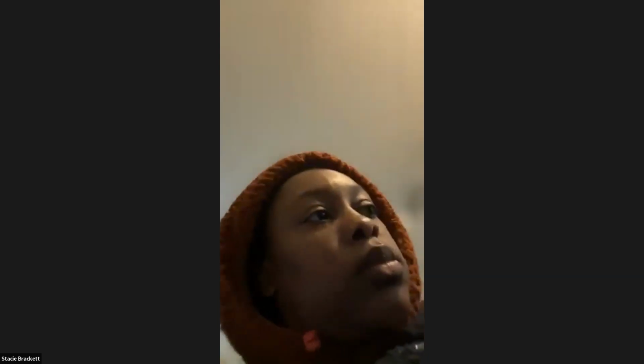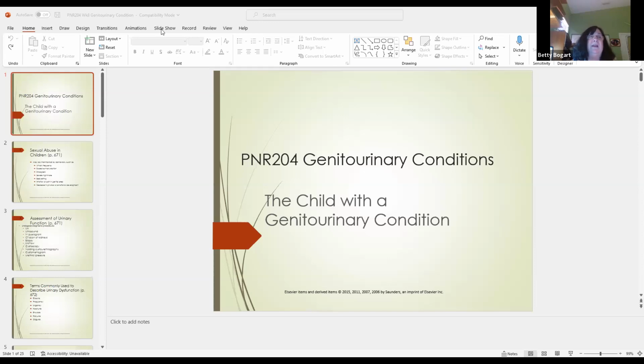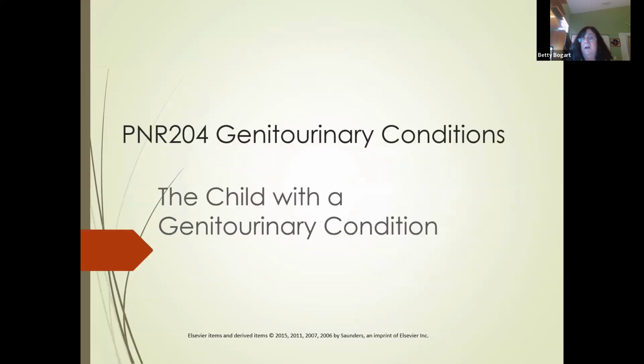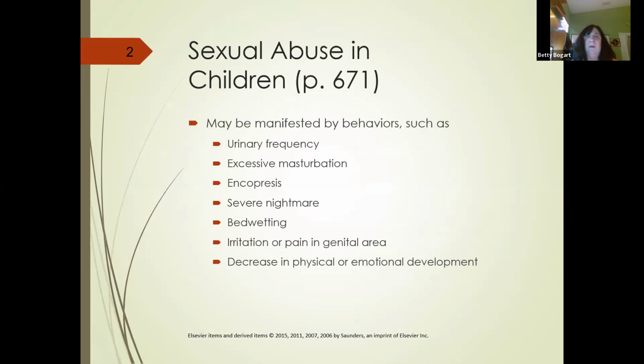So let's go ahead. Let's start out with the genitourinary system and those things that we might see in children. Now, there are a lot of different things that you see with children that you don't see with adults. So it's not just urinary tract and kidney failure. There's a lot more other stuff there. So one of the things that we look at in the genitourinary system is whether there are any signs that this child has been abused, sexually abused.